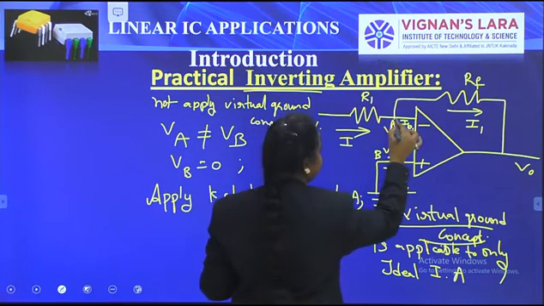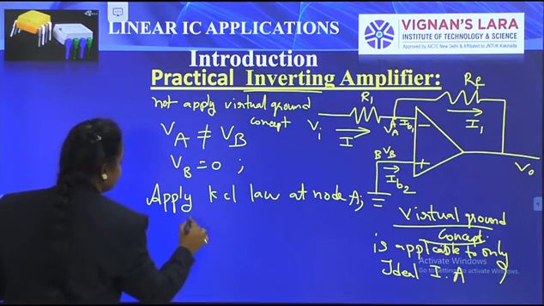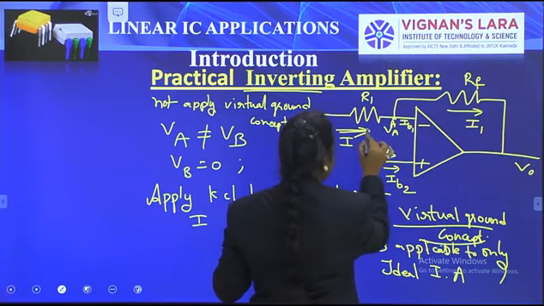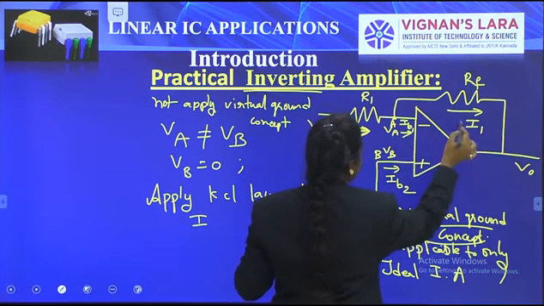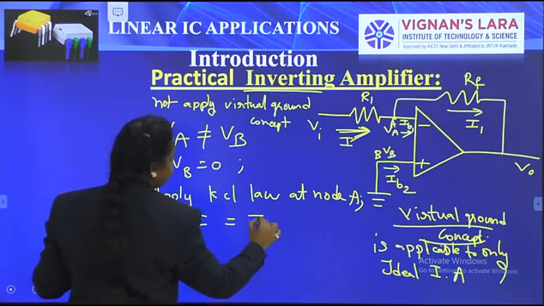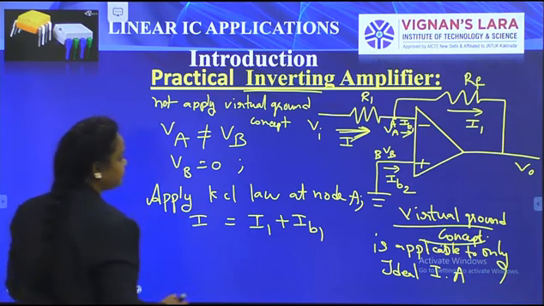Apply KCL at node A. Entering current is equal to leaving current. The entering current is I, and the leaving currents are IB1 and I1. So I is equal to I1 plus IB1.